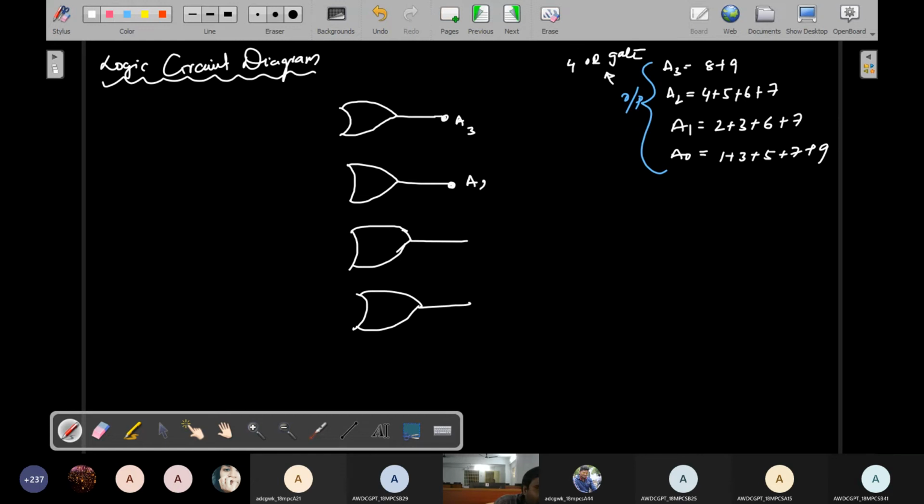So I'll consider the first four OR gates, because this output represents A3, and this output represents A2, and this output represents A1, and this output represents A0. So actually the values are, this is nothing but 8 plus 9, and this is 4 plus 5 plus 6 plus 7, and this is 2 plus 3 plus 6 plus 7, and this is 1 plus 3 plus 5 plus 7 plus 9. So simply, this 8, 9 is not linked with any one of the outputs.